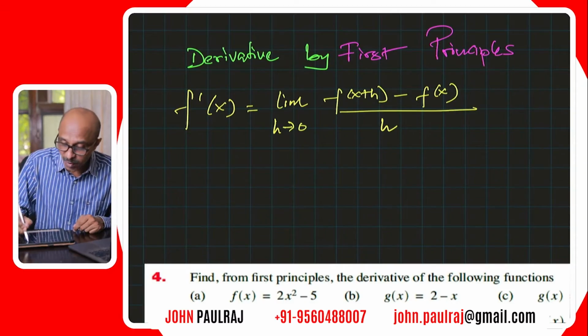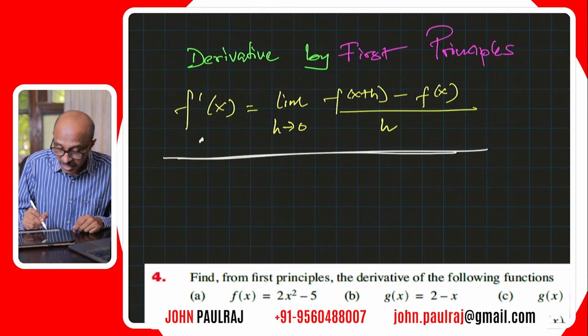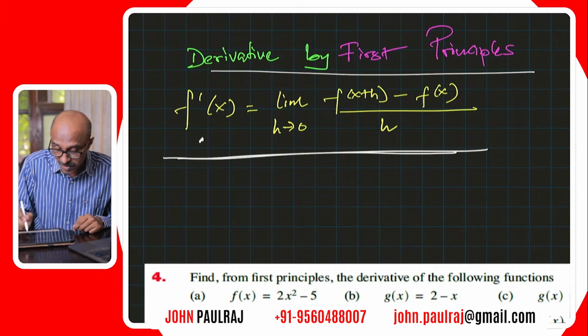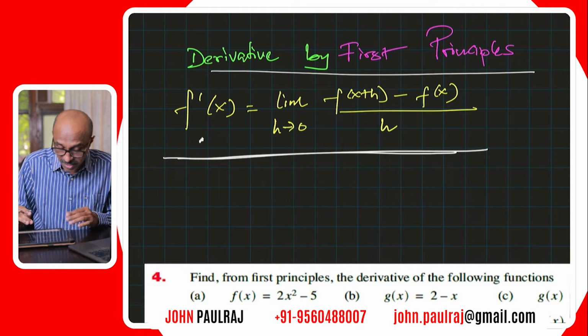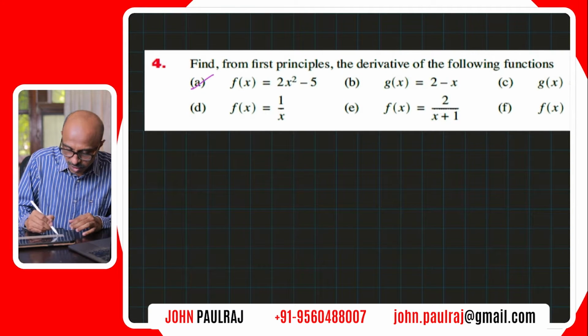We've already seen this formula in the earlier video: the derivative of a function, denoted by f prime of x, is given by this formula, the limit as h approaches 0 of f of x plus h minus f of x, the whole thing divided by h. This is called the derivative by first principles. In this video, we're taking some examples. Let's take two simple examples to start off with.